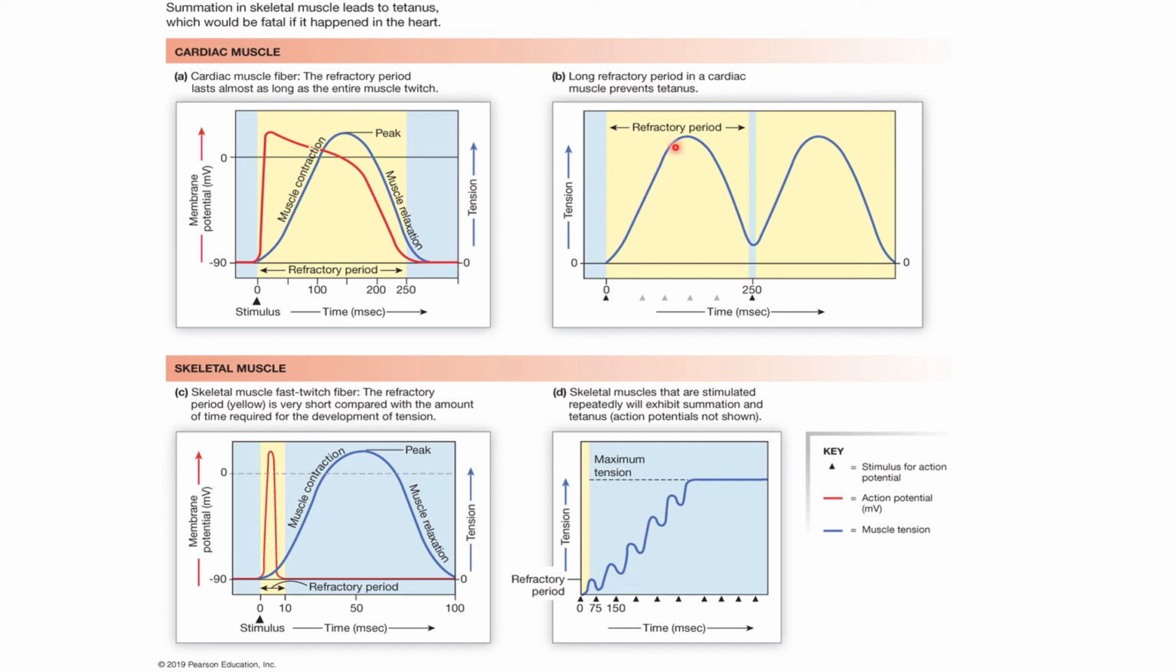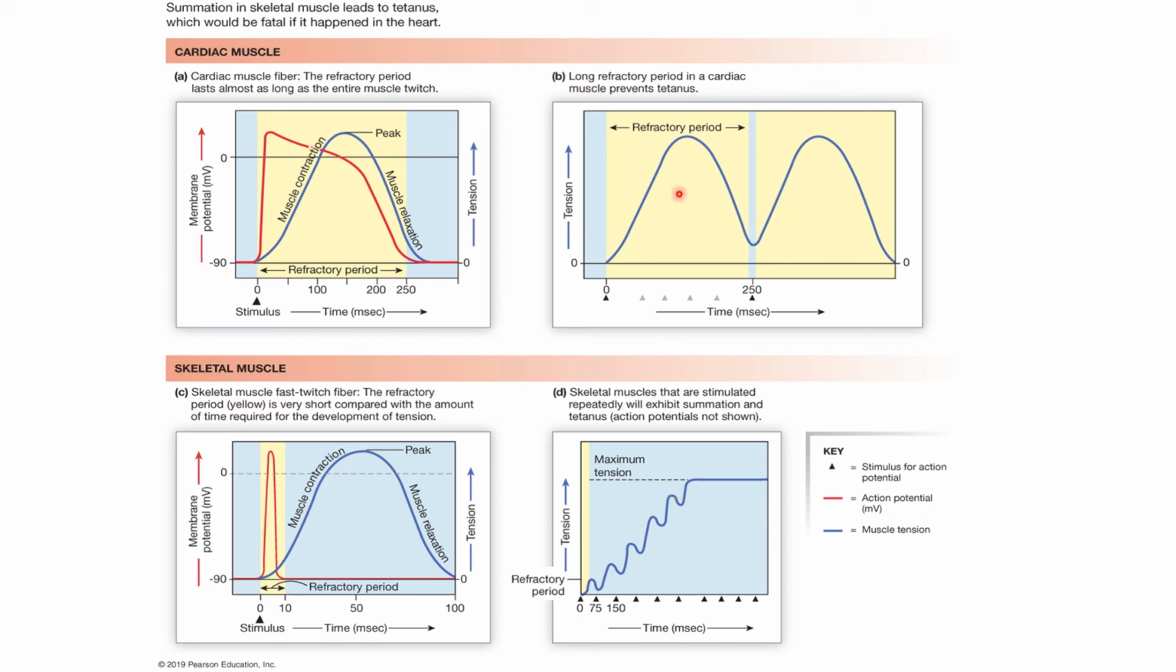You can see right here, the muscle is contracting and then relaxing, and then it starts to contract again and relax. Versus in your skeletal muscles, because the refractory period and the action potential is very short, if you keep stimulating that skeletal muscle, you can have summation of the muscle contractions to the point that the muscle is not fully relaxing before it hits with another contraction. And you get what we refer to as tetanus.